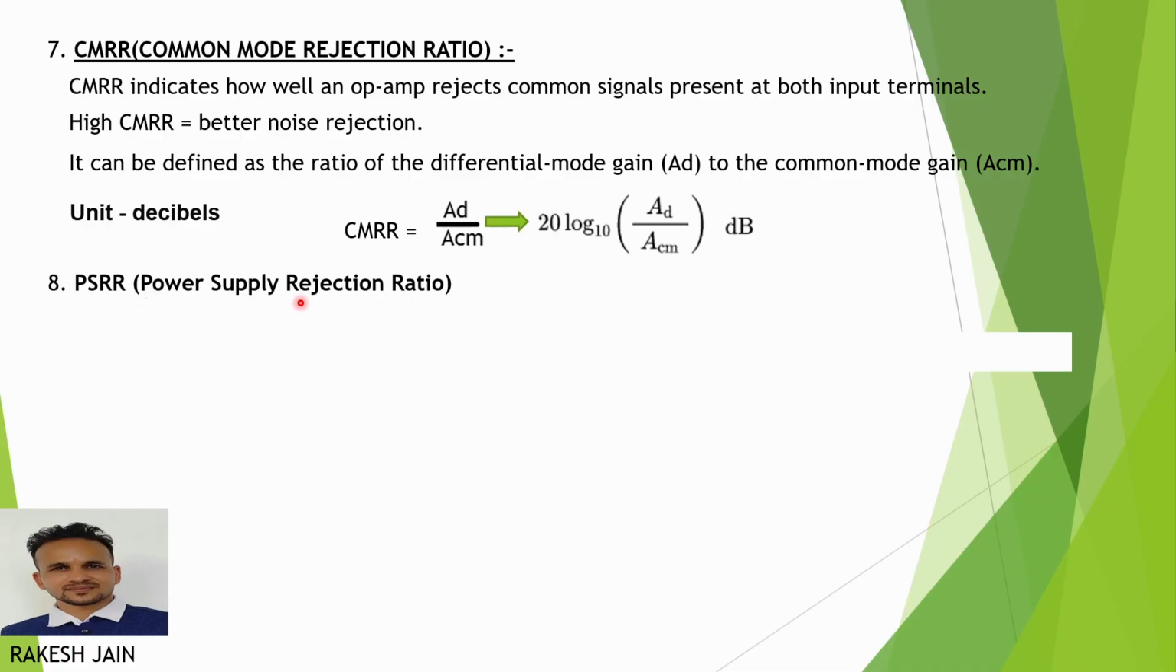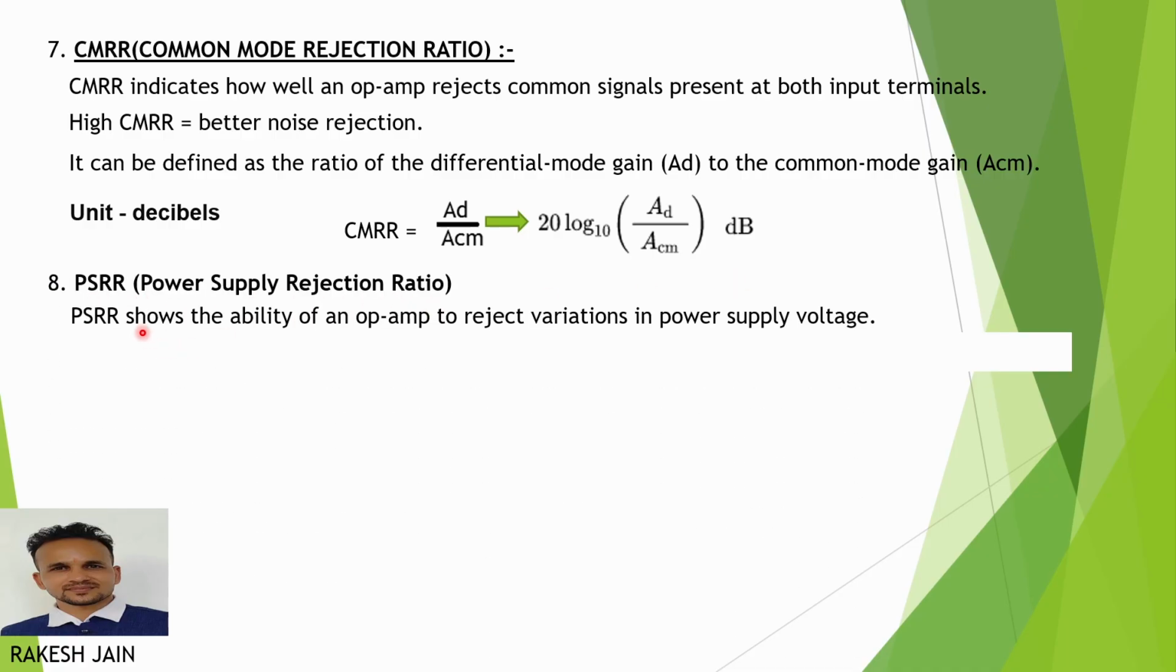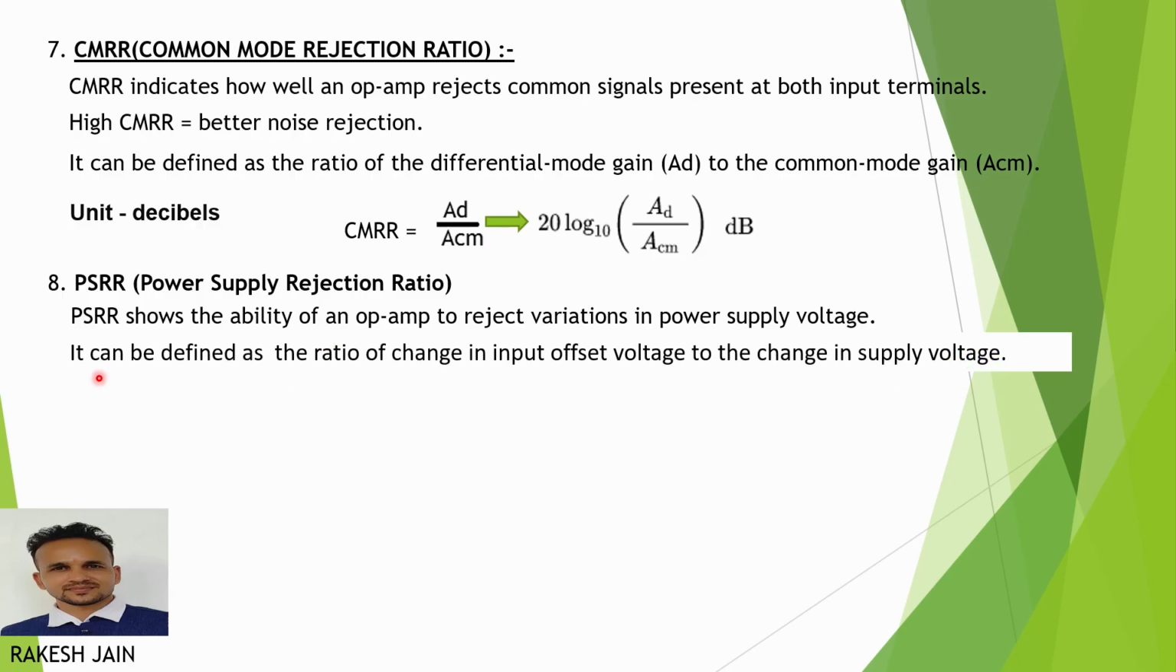Power supply rejection ratio. Power supply rejection ratio shows the ability of an operational amplifier to reject variations in power supply voltage. This power supply rejection ratio is also known as supply voltage rejection ratio. It can be defined as the ratio of change in input offset voltage to the change in supply voltage. So power supply rejection ratio is given as change in input offset voltage with respect to change in supply voltage.